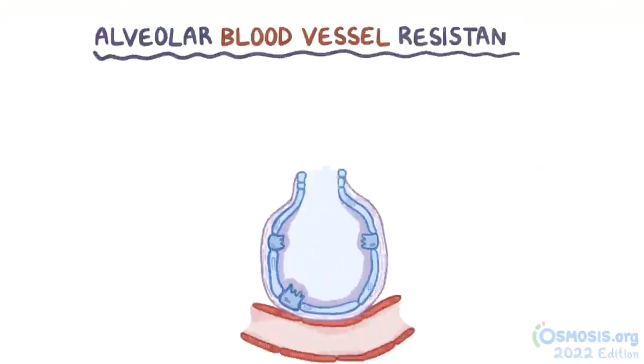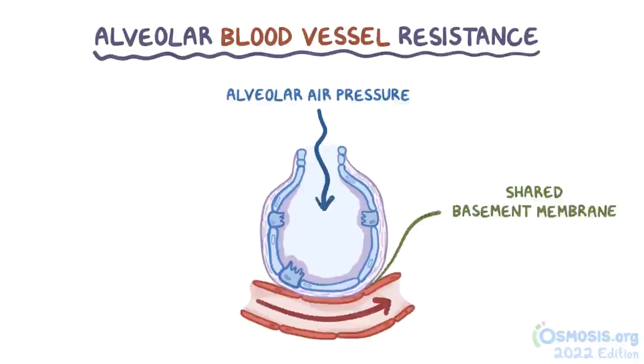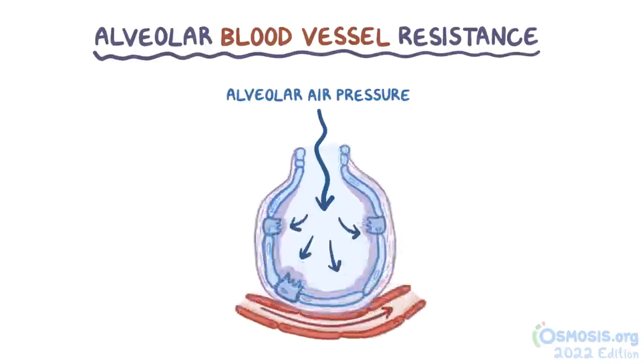Alveolar blood vessel resistance depends on alveolar air pressure, because the blood vessels share a basement membrane with alveoli and therefore feel the pressure directly. As a result, if alveolar air pressure is high, that can crush or close up an alveolar blood vessel. And if alveolar air pressure is low, that can allow the alveolar blood vessel to open up.